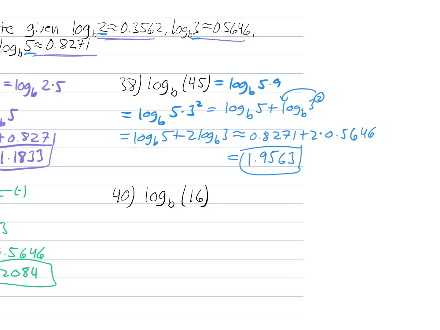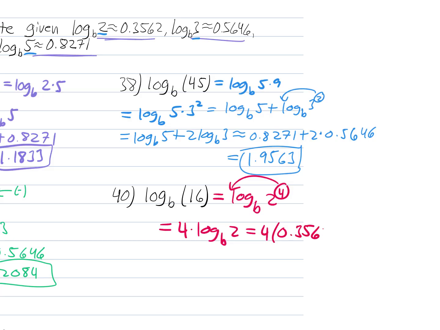And then one more like that is going to be 16. I don't know what log base b of 16 is, but we have a 2. We can rewrite 16 in terms of 2. It's going to be log base b of 2 to the 4th power. And then a 4th power you can rewrite in the front of your log. So it's going to be 4 times log base b of 2, and that's 4 times 0.3562. And that's going to get us 1.4248.